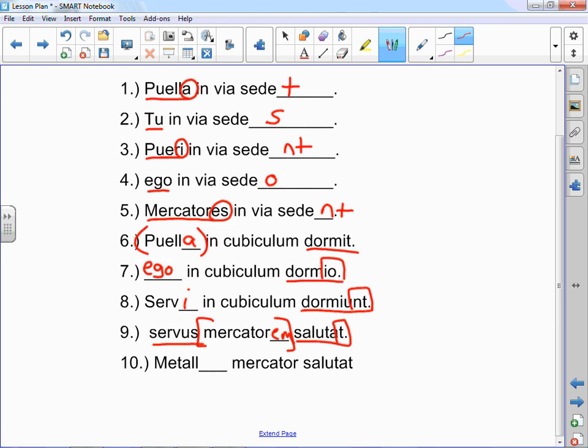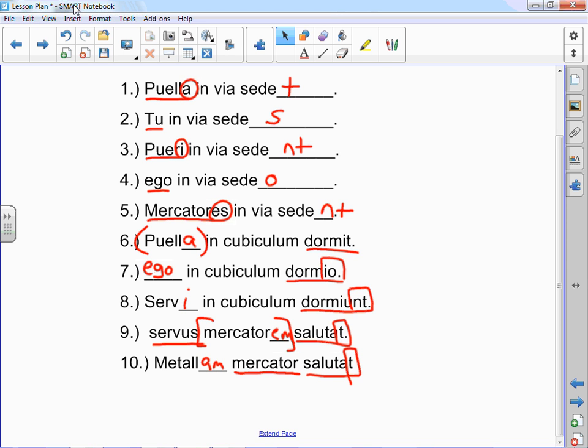Number 10, Metell-, not completed, mercator salutat. Once again, I have a third person singular, but I also already have a singular nominative noun. So I need an accusative. Metella is either first, second, or third declension. If it's first declension, I use AM. Second declension, UM. And third declension, I would use EM. I think I messed that up. Metella is first declension, so I'm going to use AM. Those are the correct answers for your quizzes today. This will also help you prepare for your test tomorrow.